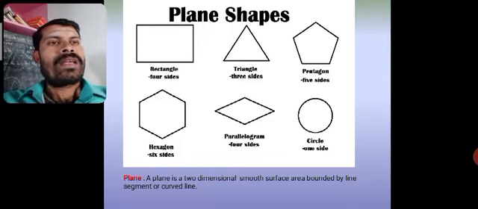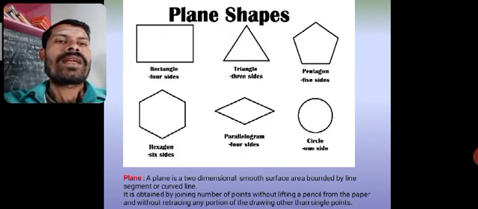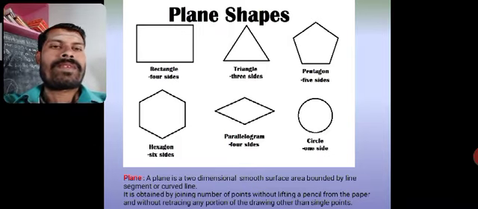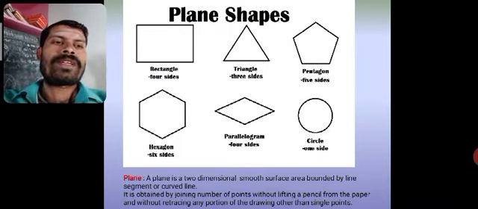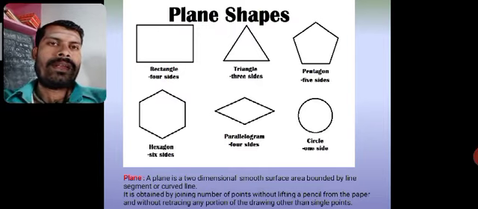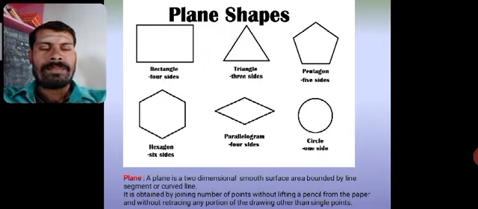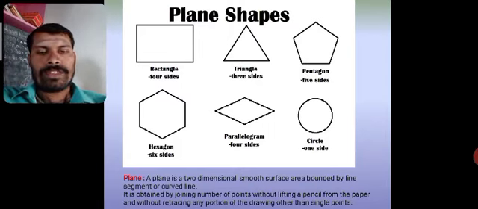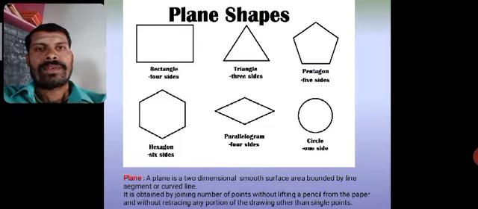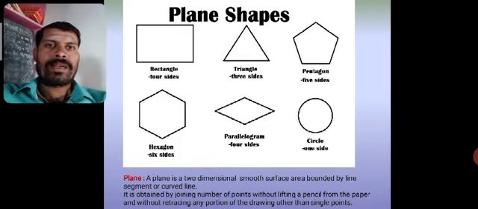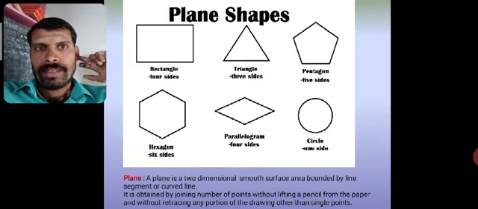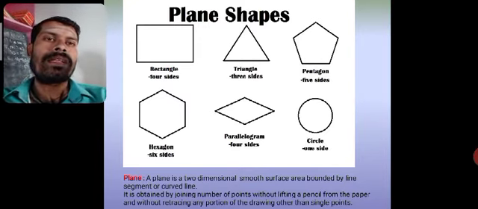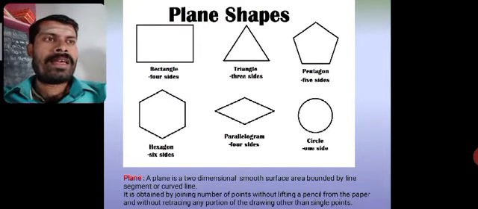Simply, it is bounded by joining a number of points without lifting the pencil from the paper and without tracing any portion of the drawing other than a single point. We should not lift the pen or pencil from the paper. If we draw a drawing, it should meet at the starting point. It should not trace over itself. That is the meaning of this statement. Then only we will get the two-dimensional plane.